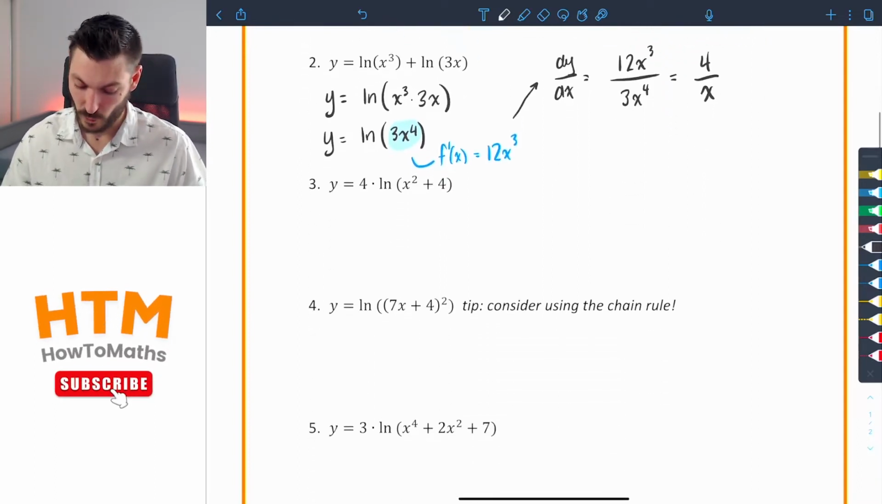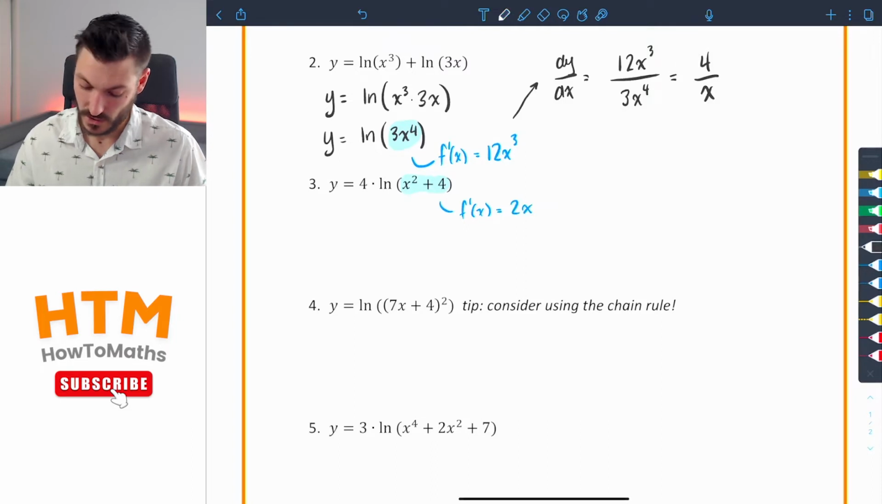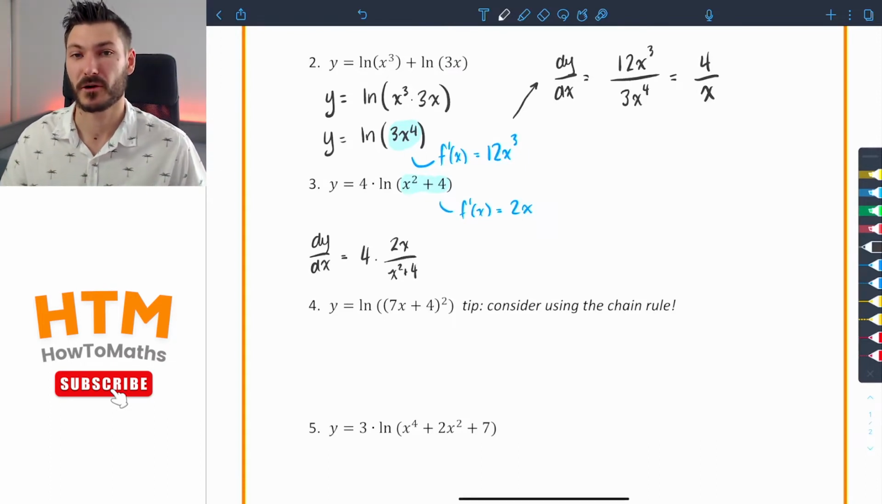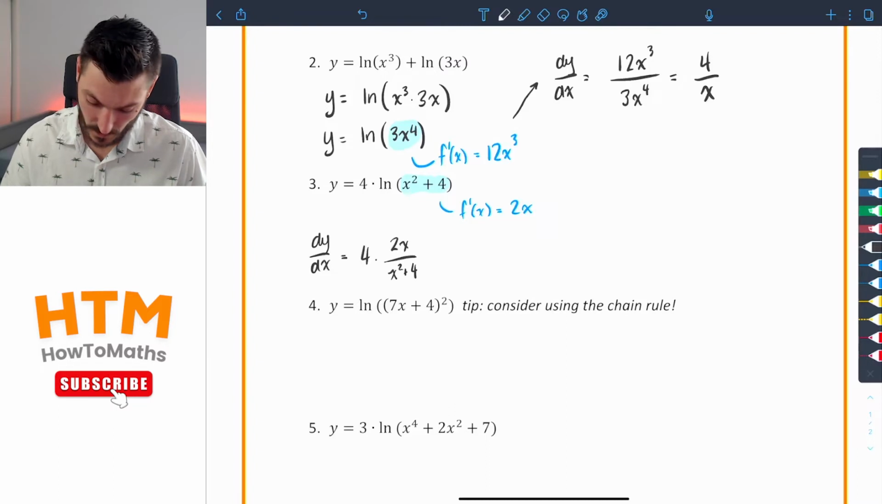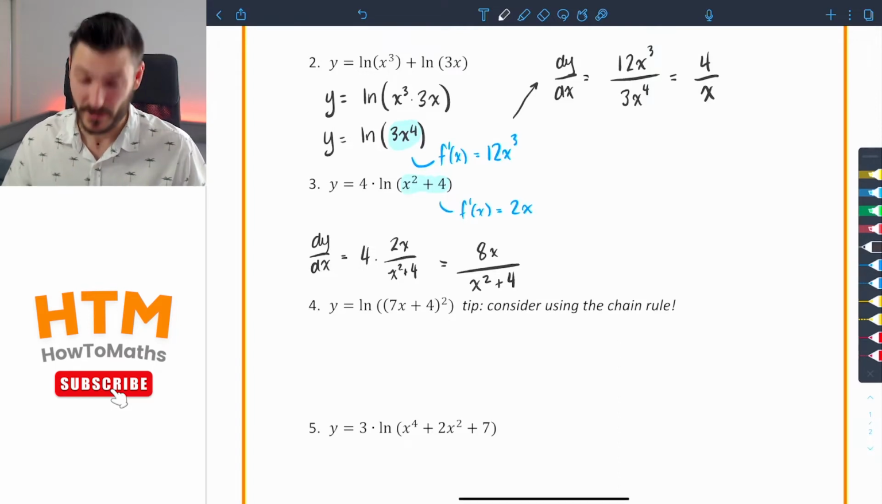Let's move on to question 3. We have y equals 4 times ln of x squared plus 4. So let's do the derivative here of this inside function. f'(x) equals just 2x. And so we're going to get dy/dx equals 4 lots of 2x over x squared plus 4. Now that 4 can distribute in and multiply by the 2x on the numerator. So we're going to get 8x over x squared plus 4. Done.